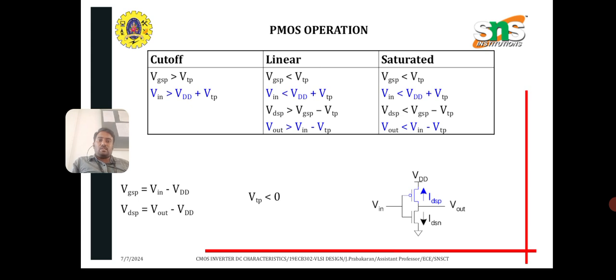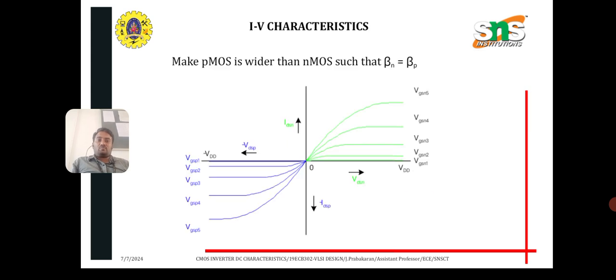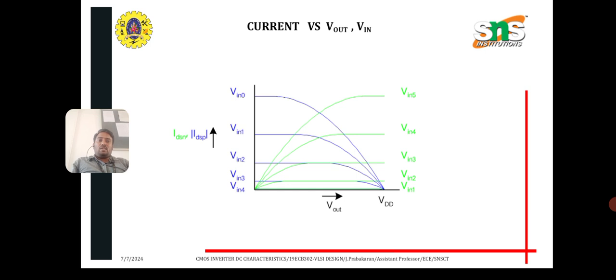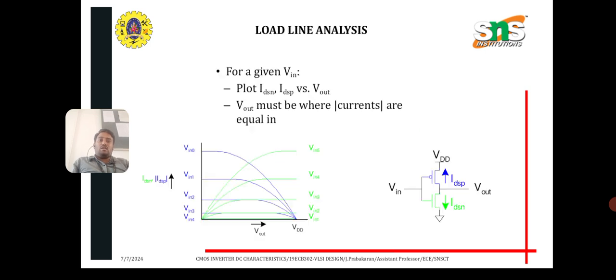Similarly, PMOS operation, where VGSP equals Vin minus VDD, VDSP equals Vout minus VDD. Here you can see the PMOS diagram. VTP is less than 0. This is the current-voltage characteristics. Make the PMOS wider than the NMOS such that beta N equals beta P. This is the current versus Vout, for different Vin.